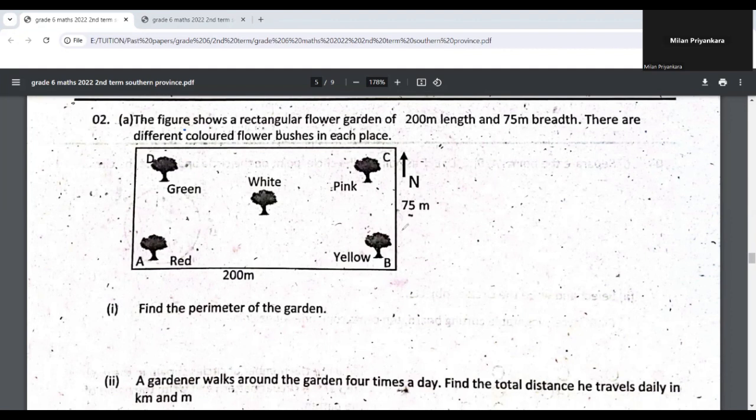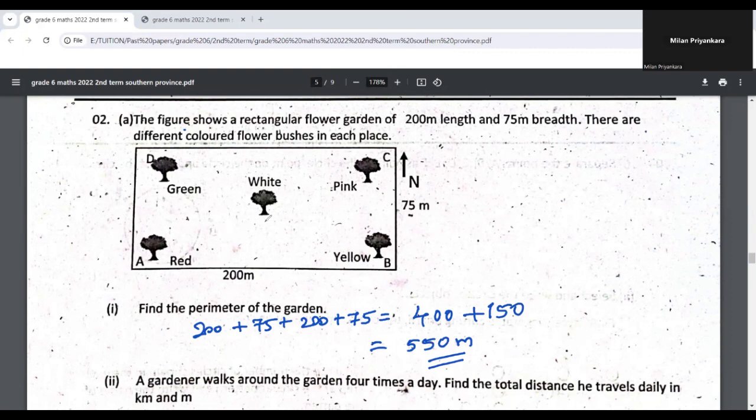The perimeter of the garden is the sum of the lengths of all the sides. That means 200 plus 75 plus 200 plus 75, which is equal to 200 plus 200 is 400, and 75 plus 75 is 150. So you can give this as 550 meters. So this is the perimeter of this garden, right?